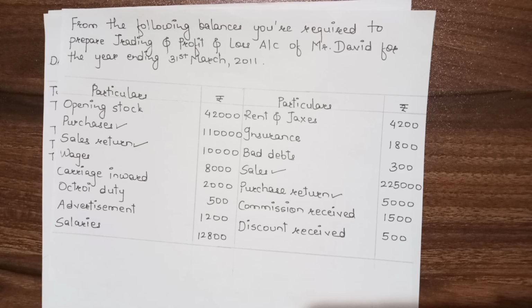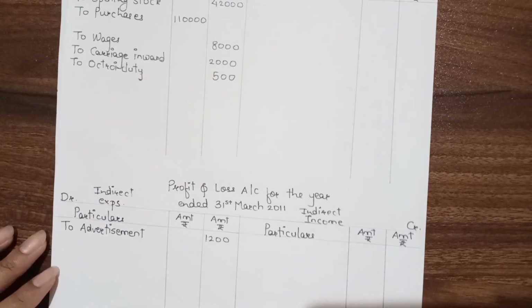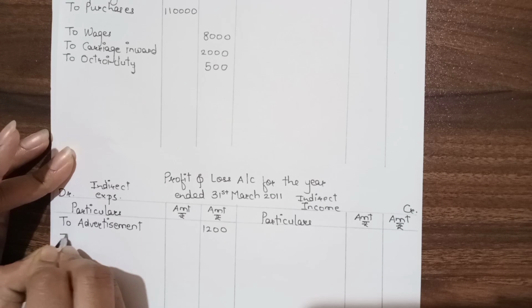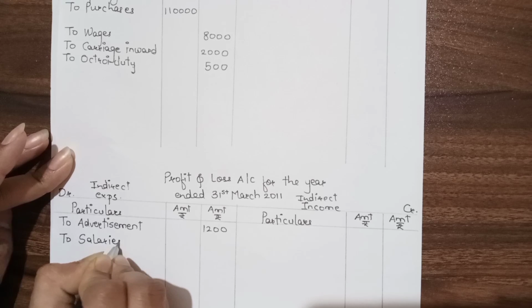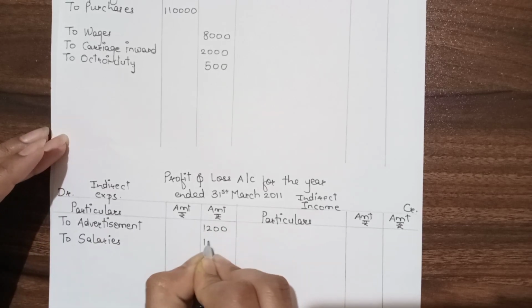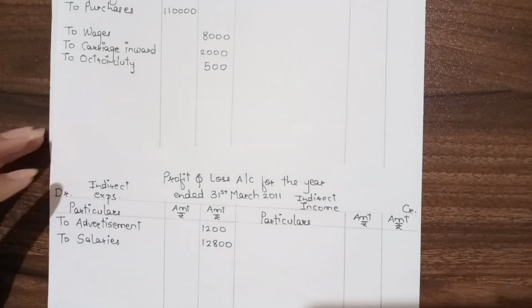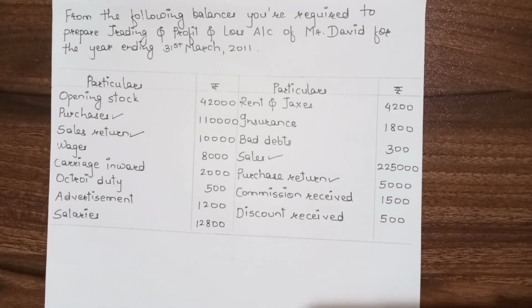Next one, salaries. Now this is also our indirect expense, because Mr. David is giving salaries to his employees. So here we are going to write the amount to salaries. This is your indirect expenses, 12,800. Now we are done with the debit side. Now we are going to shift towards the credit side.